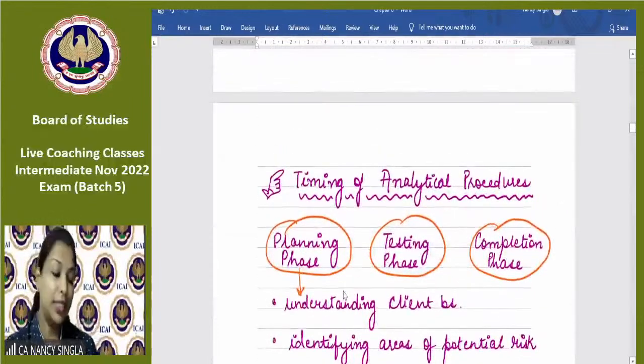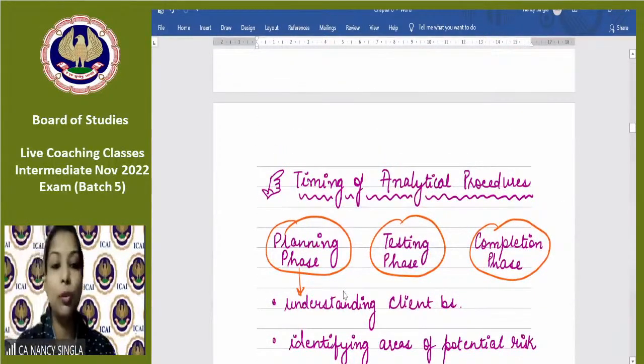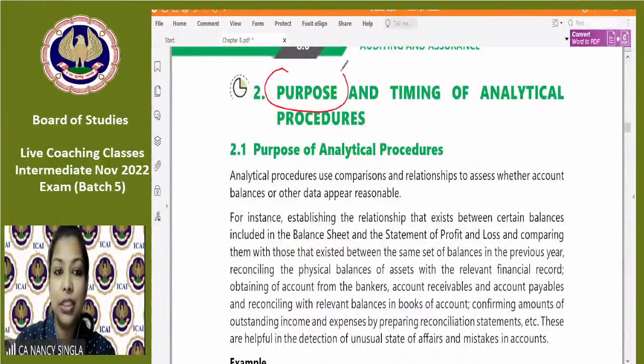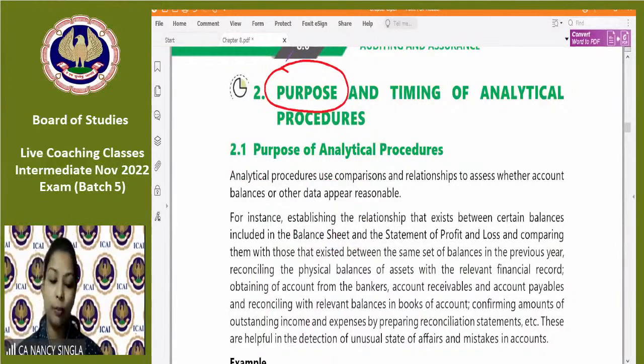Okay. Now, what is the purpose? First of all, we will discuss this topic. What is the purpose? Okay. So, the purpose of analytical procedure: when you go through this entire topic, you will feel that whatever we have understood so far is the purpose of analytical procedure. When there are test of details, then why perform analytical procedures? You have now understood that in analytical procedure there is comparison of relationships. And the auditor has to assess whether the balances and other data are reasonable or not.